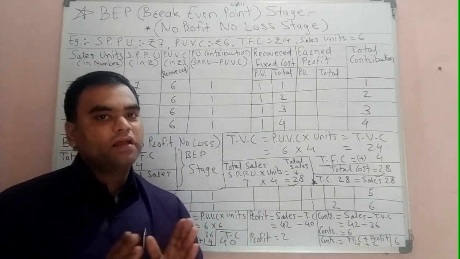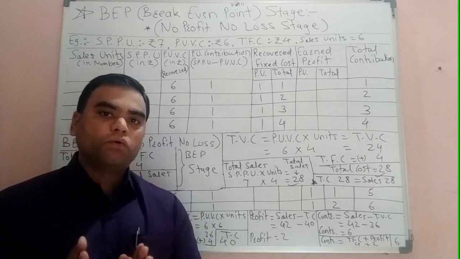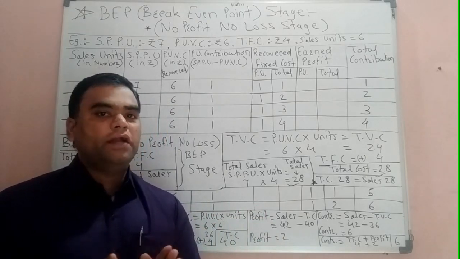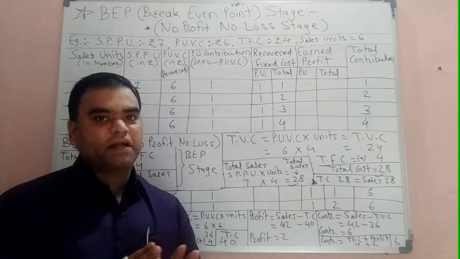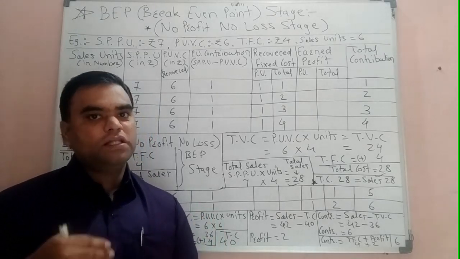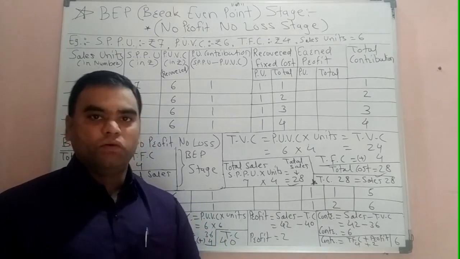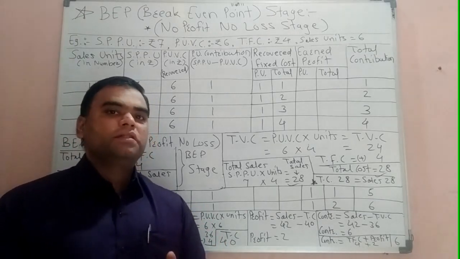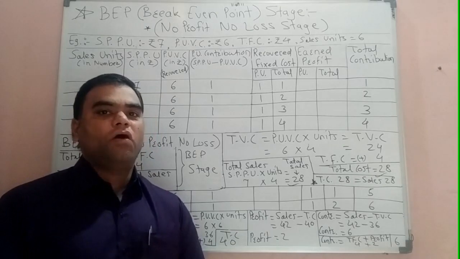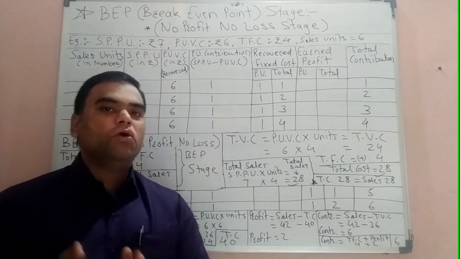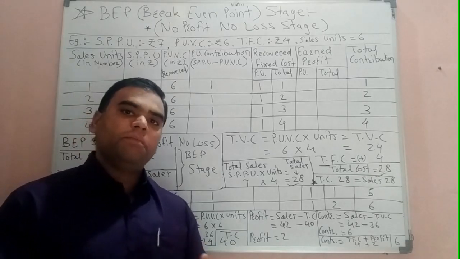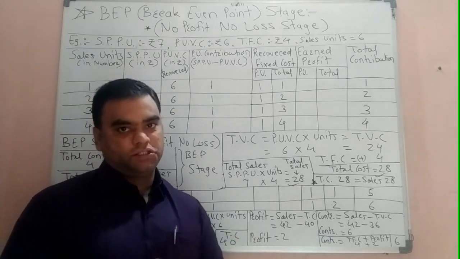BEP stage means no profit, no loss stage. And when will it come? When our total cost and total sales are exactly equal. If total sales is 10 and cost is also 10, is there any profit? No. Is there any loss? No. Then that stage will be called the no profit, no loss stage or BEP break-even stage.